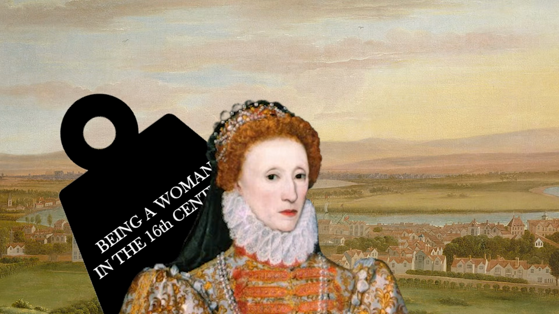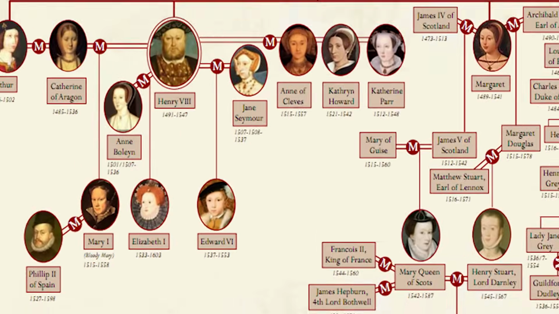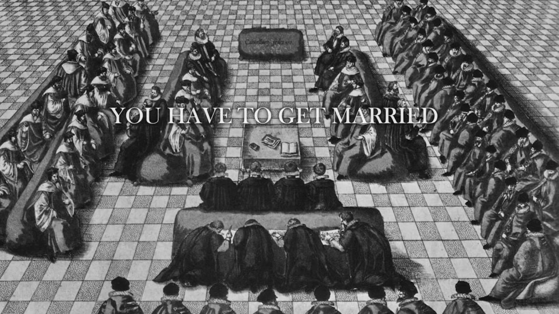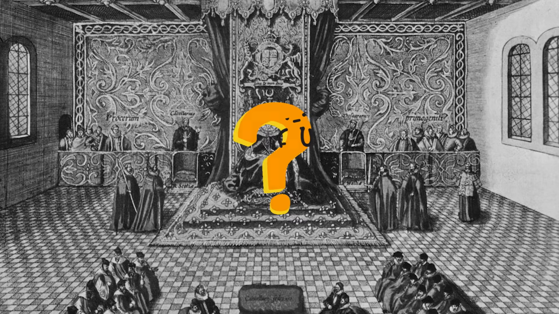Given the widespread belief that women couldn't rule effectively, there was pressure on Elizabeth to find a husband who could rule for her. Also, if Elizabeth died without an heir, there would be a risk of civil war. The Privy Council and Parliament pressured Elizabeth to marry and produce an heir as soon as possible. But who could she possibly marry? Let's take a look at the contenders.